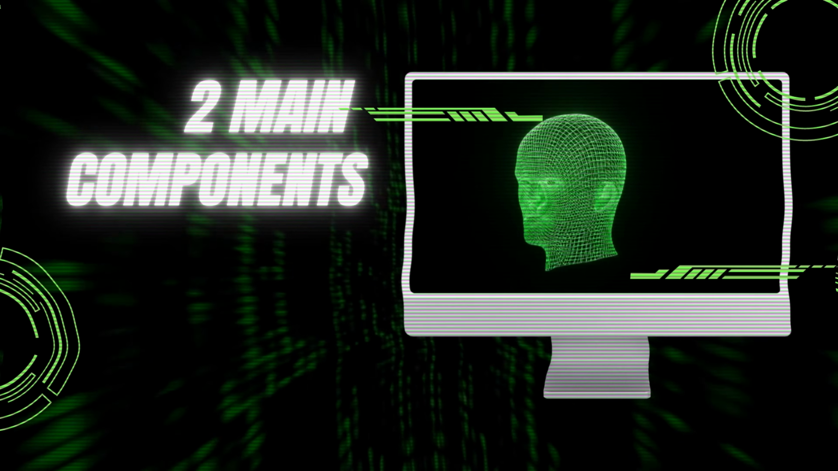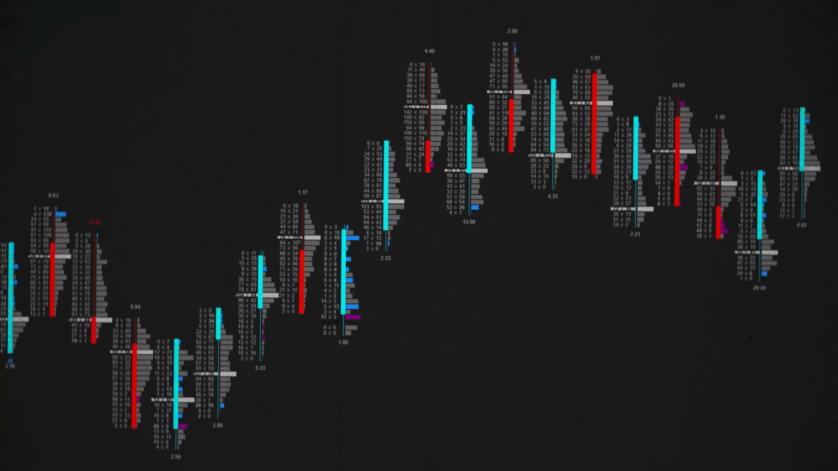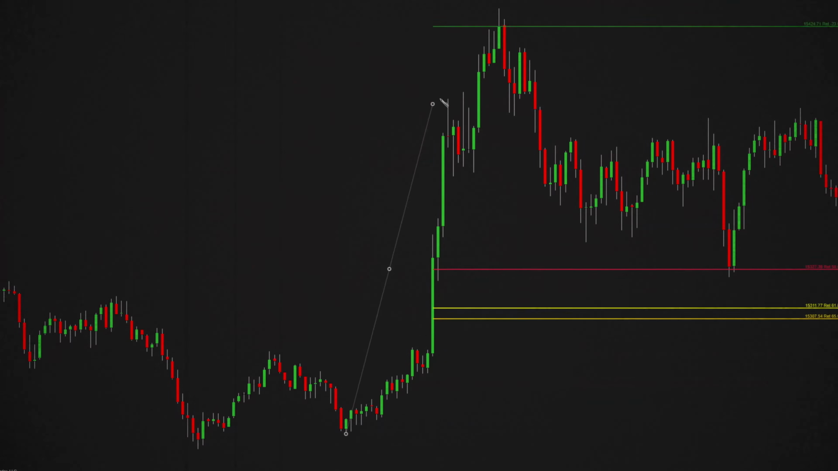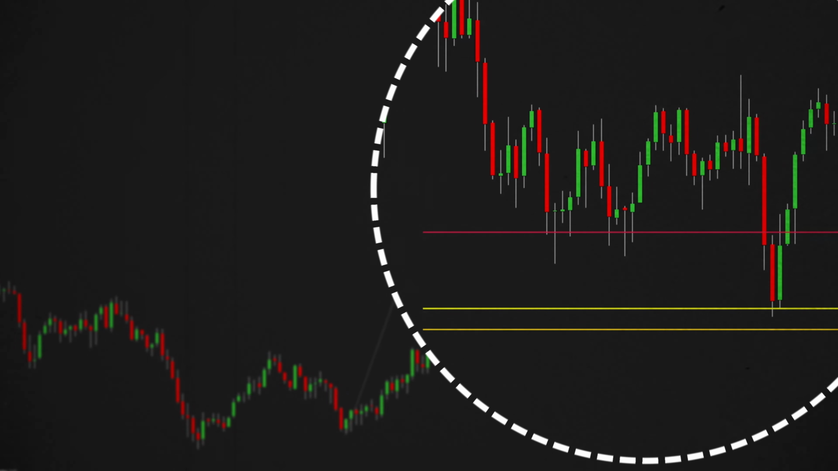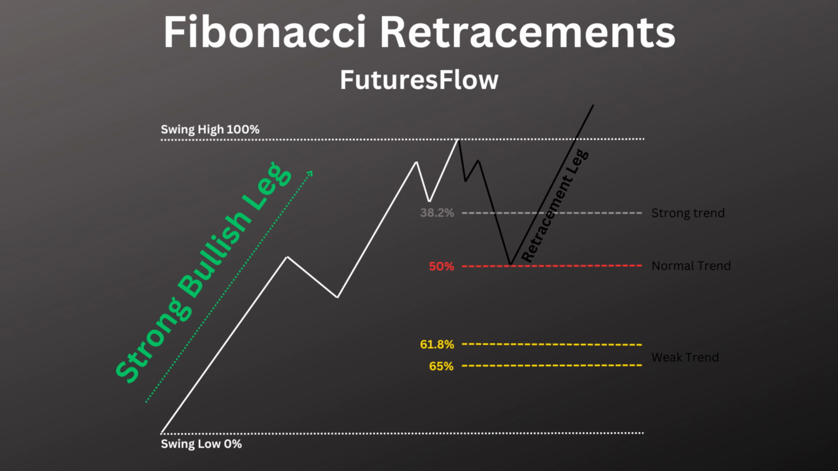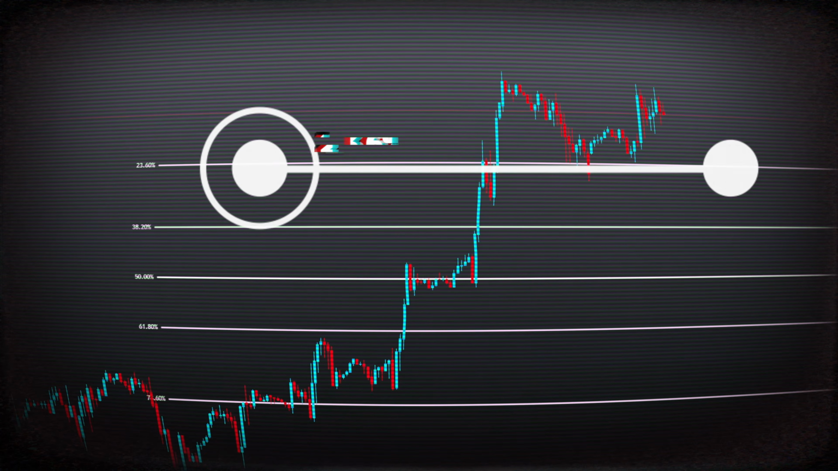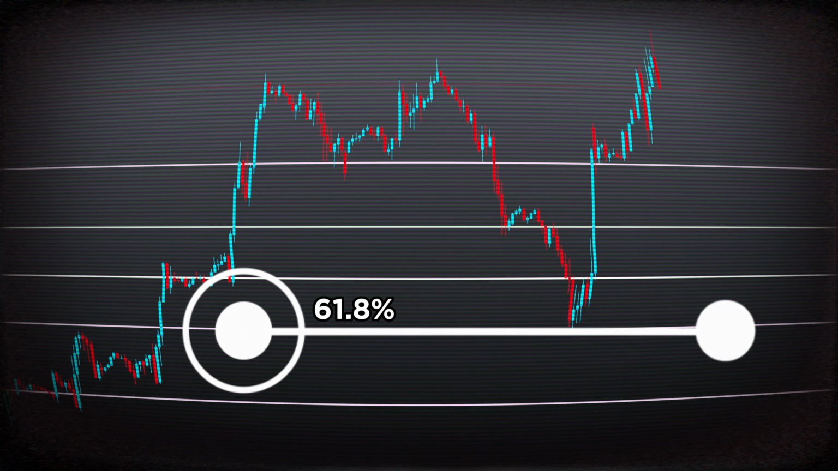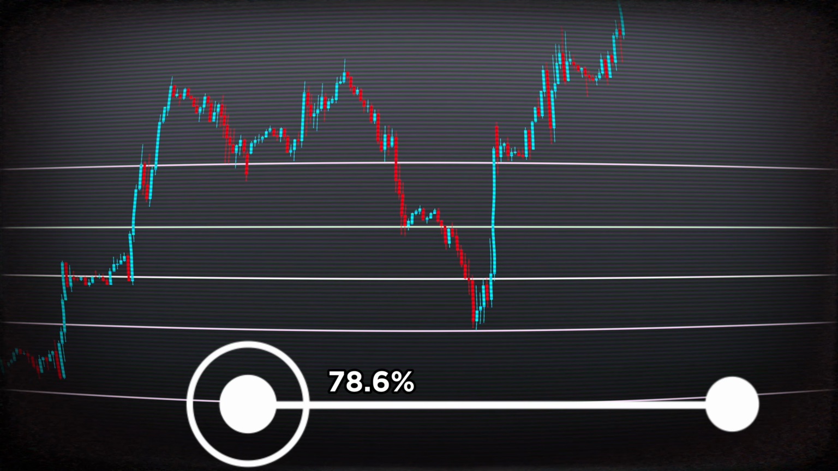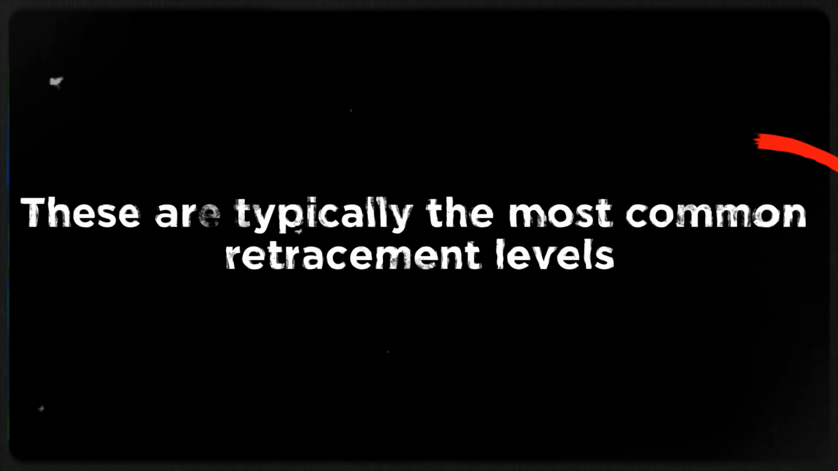With the NASDAQ strategy, there are two main components: the footprint and the fibs. This episode, we will be covering the topic of the Fibonacci retracement. Fibonacci retracement is derived from the Fibonacci sequence, a mathematical sequence where its percentages consist of 23.6%, 38.2%, 50%, 61.8%, and 78.6%. These are typically the most common retracement levels.